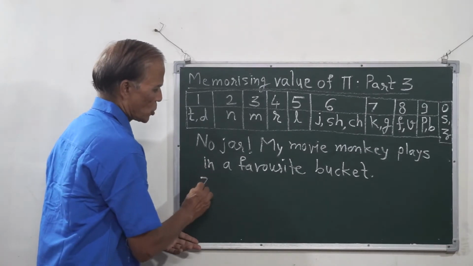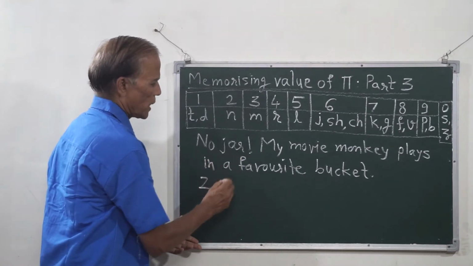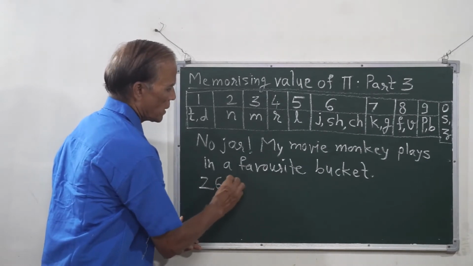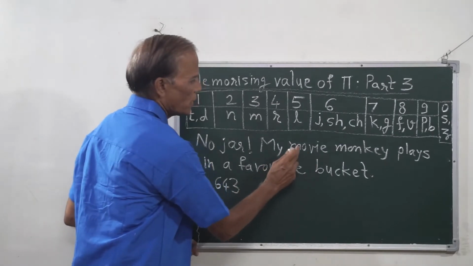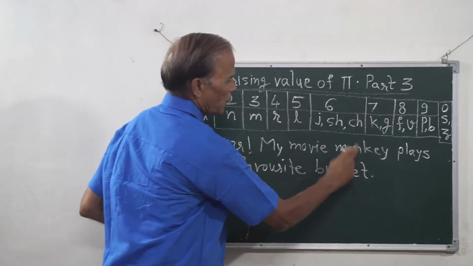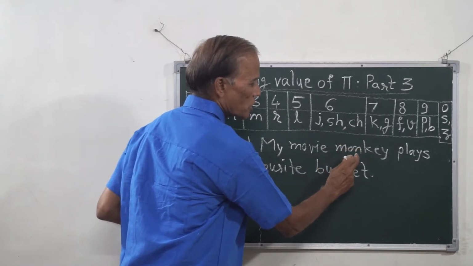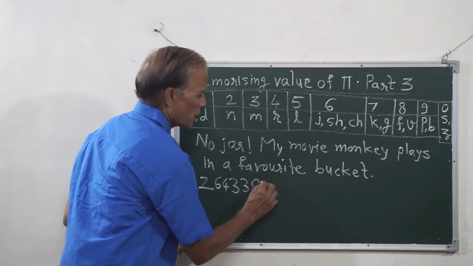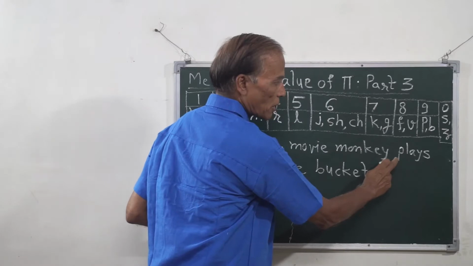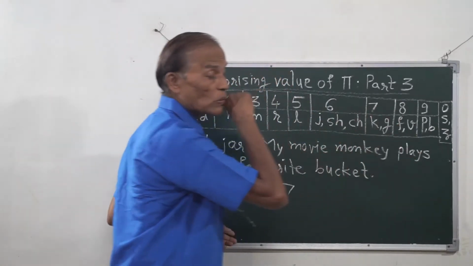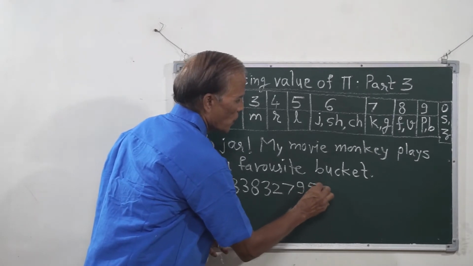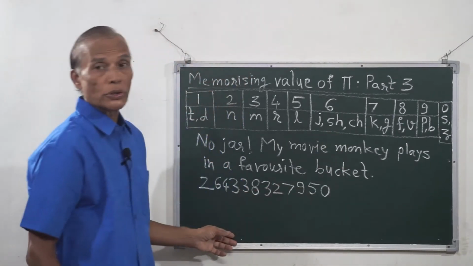No, that gives us 2. Jar, J and R, that is 6, 4. My uses 3, movie 3 and 8. Monkey, M sound is there, N sound is there and K sound is there. So that gives us 3, 2, 7. Plays, P sound and L sound and then S sound is there. So P sound gives us 9, L sound gives us 5 and S sound gives us 0.